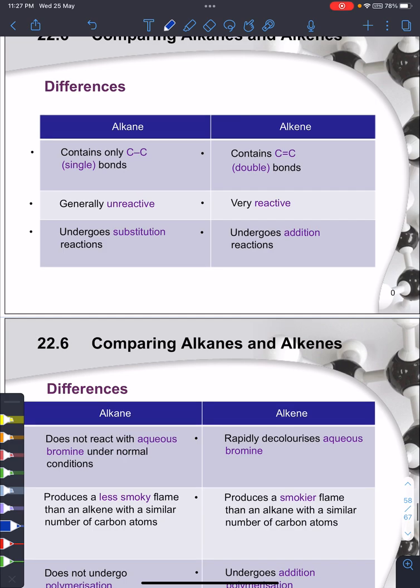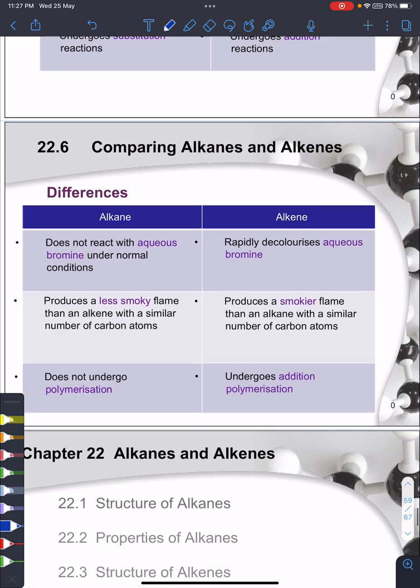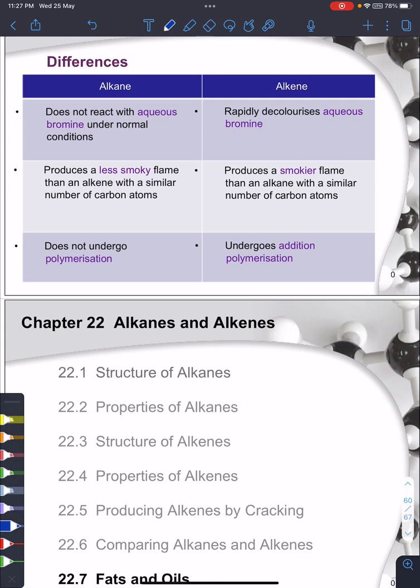So the main difference is alkanes are generally not so reactive. Alkene on the other hand is pretty reactive. How do I know this? Based on the number of reactions I need to memorize. Alkene got like what, 3 or 4 reactions. Wow, a lot. And you have a distinguishing test. Even the flame itself, whether it's more or less smoky, can give you an indication, but maybe not that clear.